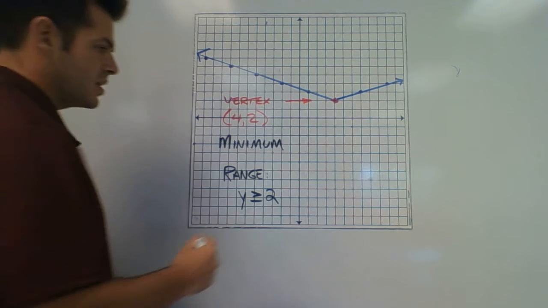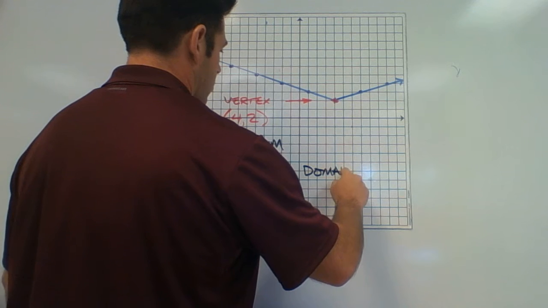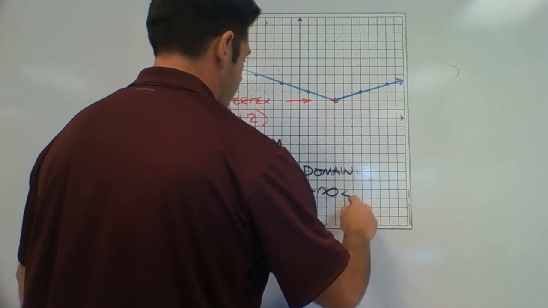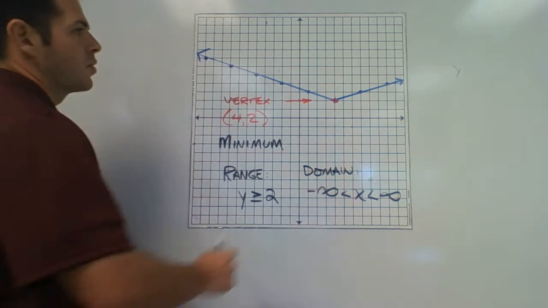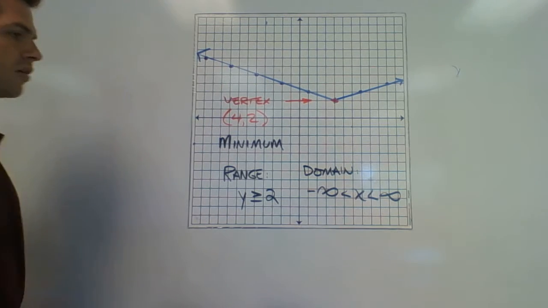Much like most of the time, our domain, if you take a look at where the arrows are located on the graph, involves negative infinity and positive infinity. We have an arrow that goes off to the right forever, and an arrow that tells us we're going to go off to the left forever.